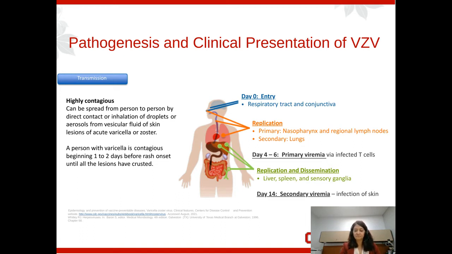So on days 4 to 6, the infected T cells move the virus, and there's additional replication and dissemination involving other organ systems like the liver, spleen, and the sensory ganglia. Then a secondary viremia occurs, which is part and parcel of the whole virus replication, whereby now the infection can seed the skin. The whole incubation period and the development of skin lesions takes about 14 to 20 days for the skin lesions to appear.